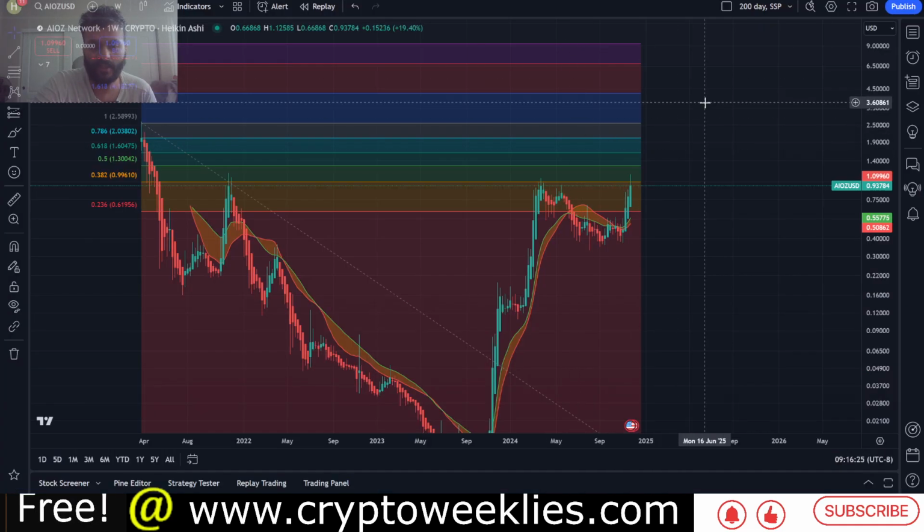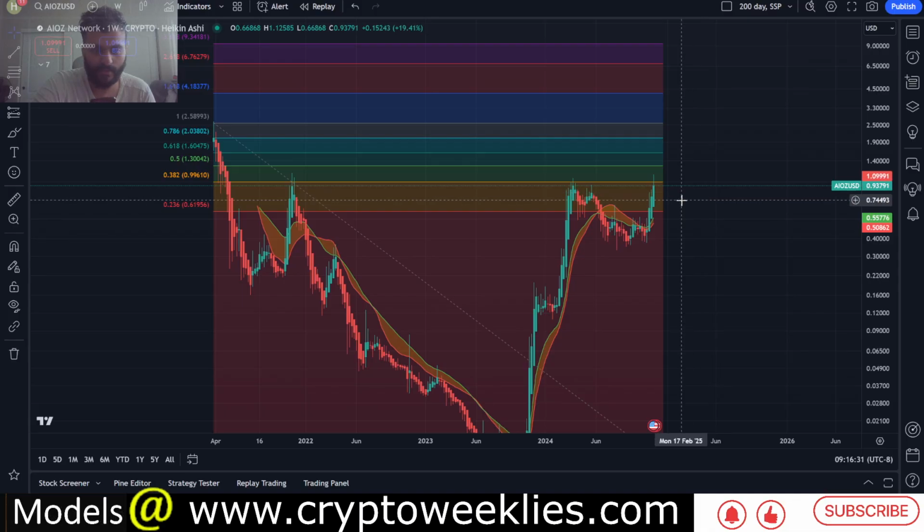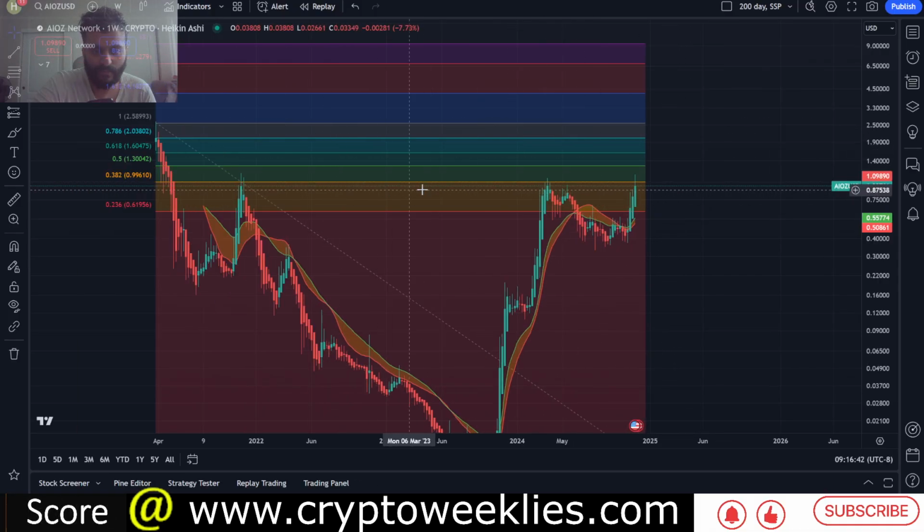In terms of the Fibonacci levels and the key level technical analysis, here are some of the key levels to watch for AIOZ. Back in the last bull market, the bull run peak was at around $2.50. This move above $1 represents a move higher than the 0.38 fib level. The next level, the 0.5 fib level, is at around $1.30, the 0.618 fib level is coming in at around $1.60, and the 0.768 fib level is coming in at around $2. So the key levels to watch are $1.30, $1.60, and $2.03.